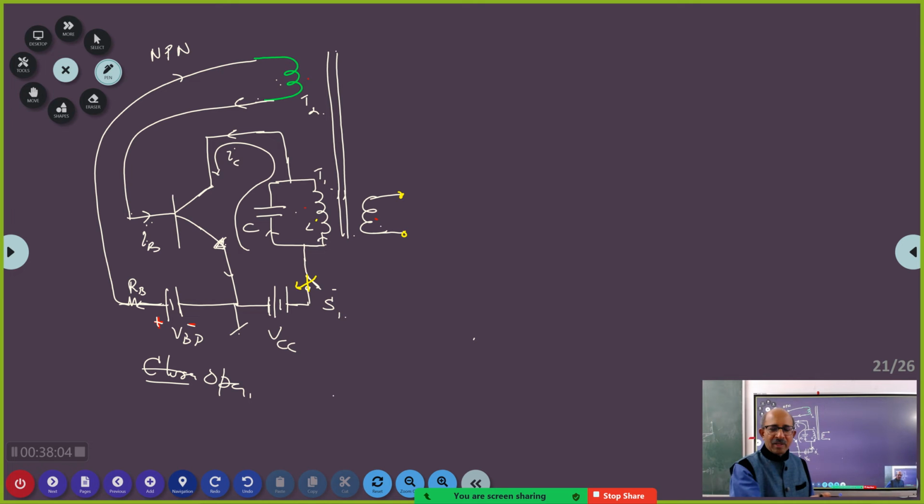What happens when current passes through the capacitor? The capacitor will get charged. So what happens if the capacitor is charged? Current stops flowing. Hey, what happens if current starts flowing through the capacitor? It gets charged. What happens if it gets charged?